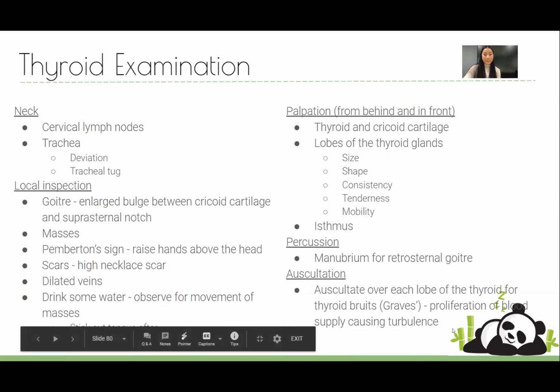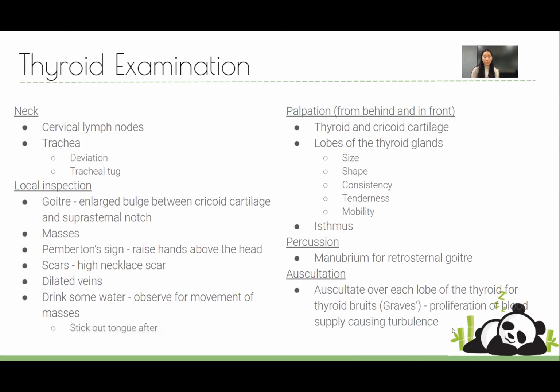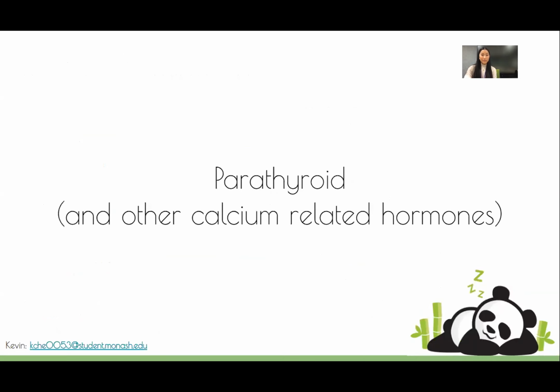And then you'll auscultate over the lobes of the thyroid, listening for any thyroid bruits. That's also pathognomonic for Graves, because you'll get a proliferation of the thyroid gland and heavy proliferation of your blood supply, and that'll cause turbulence in the vessels, causing your bruit. And that's the end of the thyroid exam.